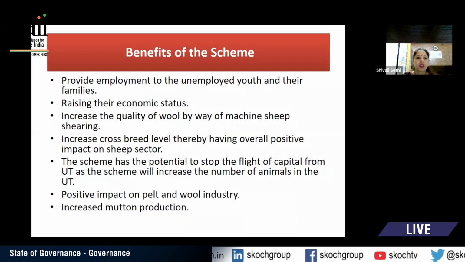The scheme also has the potential to stop the flight of capital, as the number of animals in the UT is increased so that we don't have to import them from other states or UTs. It also has a positive impact on the wool and pelt industries and the subsequent increase in the mutton production.